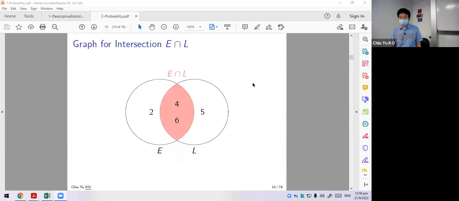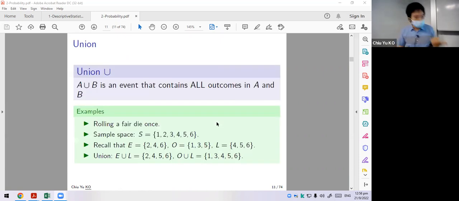Now if you look at the Venn diagram, the intersection will be just the overlapping region of the circles, the area. You see E has 2, 4, and 6, and L has 4, 5, 6, and the overlapping area like this is called the intersection. Nothing very deep, but you just need to know the definition. Is that okay? So next we go to the union.